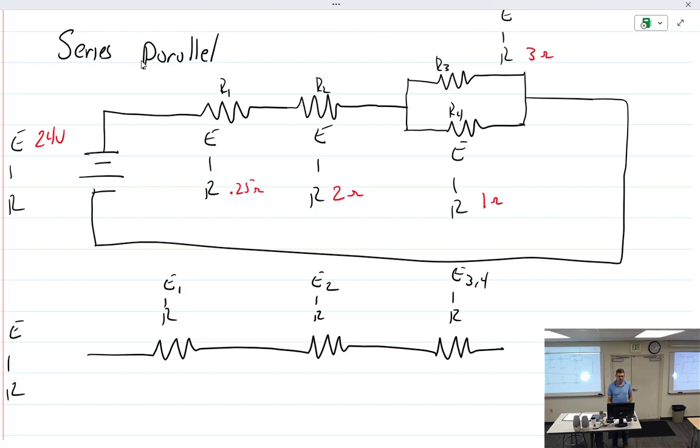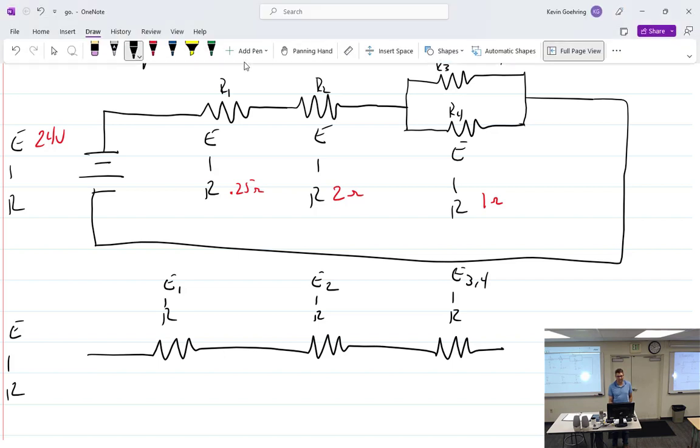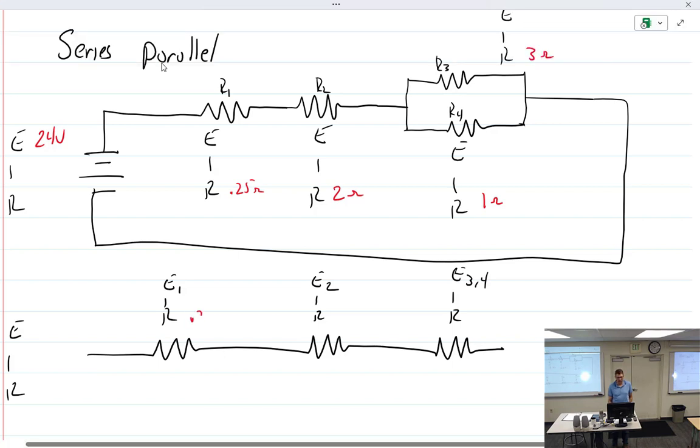Well, resistor 1 is just resistor 1. There's nothing to do to that. It's already kind of done for me. It's 0.25 ohms. This is resistor 2. It's 2 ohms. And resistors 3 and 4, we need to combine them, and we already know how to combine them. How do we combine those two? You do the inverses to get the total resistance. Resistances in parallel, we just combine.